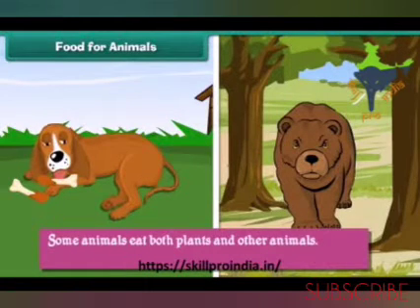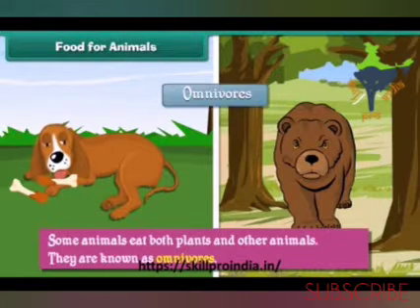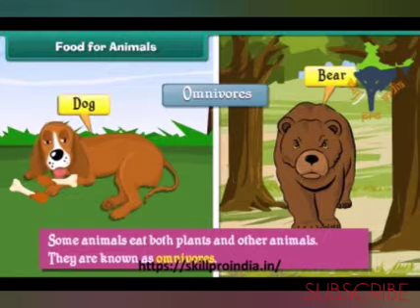Some animals eat both plants and other animals. They are known as omnivorous. Examples of omnivorous are bear, dogs, etc.